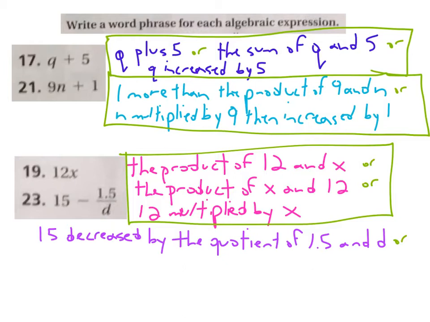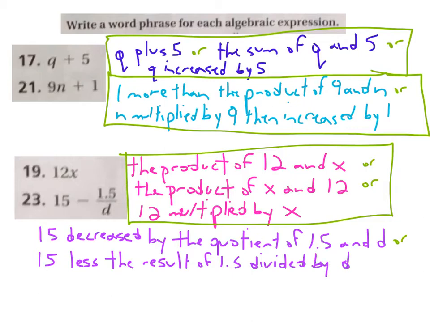We could say, and this is where I mentioned to you that when you say less than, it's different than saying less. We could also say 15 and then less by a certain amount, okay? 15 less the, let's just say the result of 15 divided by d, okay? So those are all legitimate answers.